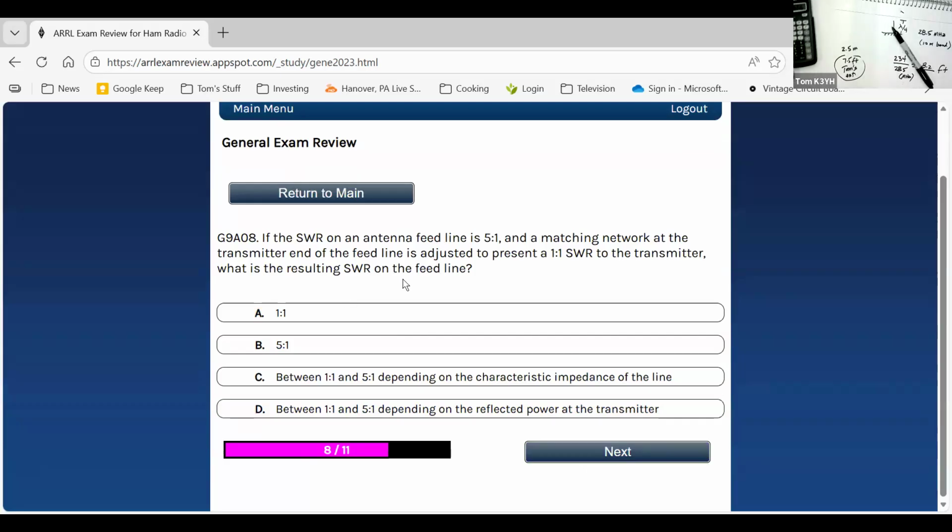All right, this isn't even a math problem. If the SWR on an antenna feed line is 5:1, and a matching network is adjusted to present 1:1, what's the resulting SWR in a feed line? Well, let me draw a picture real quick. This is misleading you to think it's a math problem, but it isn't.